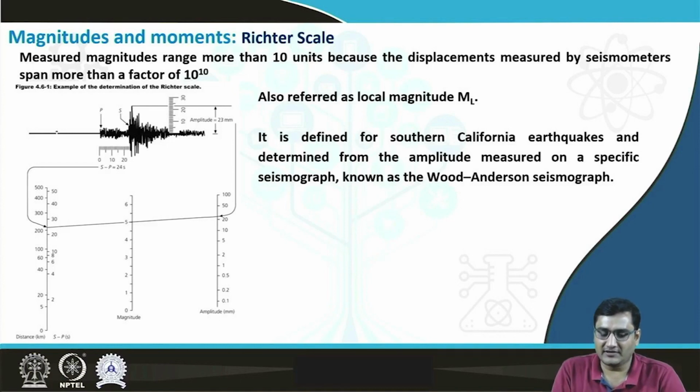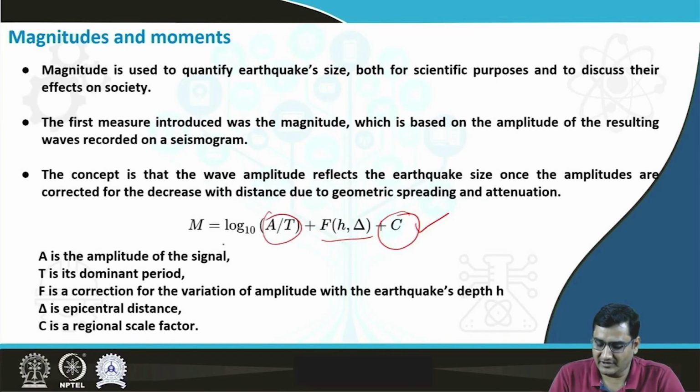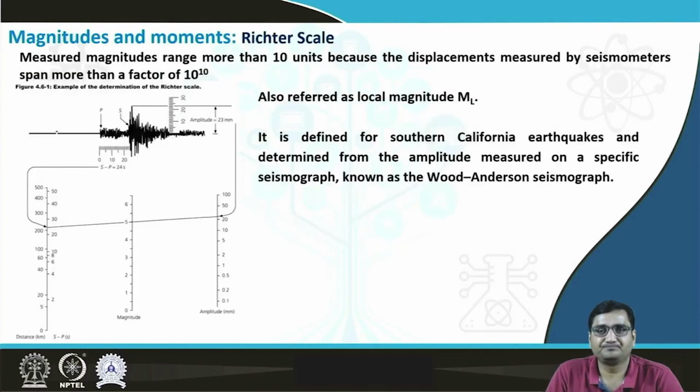So this is what is written here: measured magnitude range more than 10 units, because the displacement measured by the seismometer spans more than a factor of 10 to the power 10. So it tells us that a magnitude of more than 10 is also possible, because if the displacement, that means this value here, A by T, goes more than 10 to the power 10, then the magnitude will also go beyond 10 units.